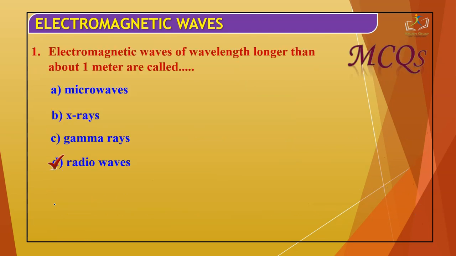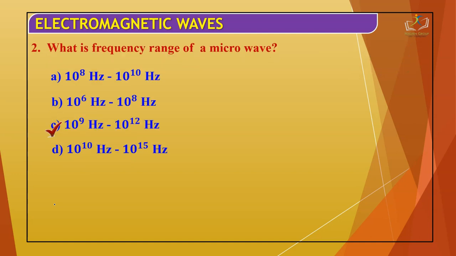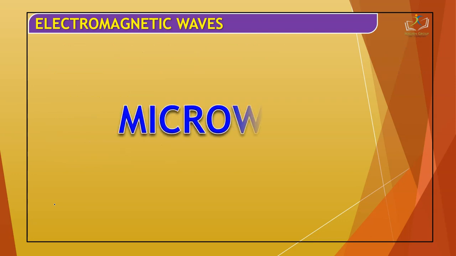So this is a question. The question is also very easy. Electromagnetic waves of wavelength longer than 1 meter are required. We already know that those are radio waves. And the frequency range of a microwave is 10 to the power 9 Hz to 10 to the power 12 Hz.